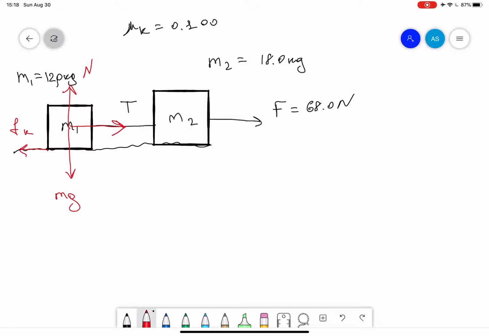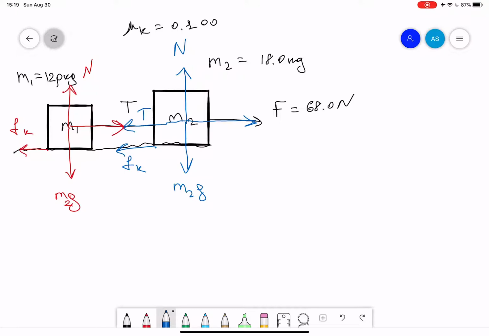Okay. Now, for the second block, what do we have? We have applied force. We have M2G, by the way, this one is 2, okay? M2G, then we have tension, then we have kinetic friction, and finally we have normal force.